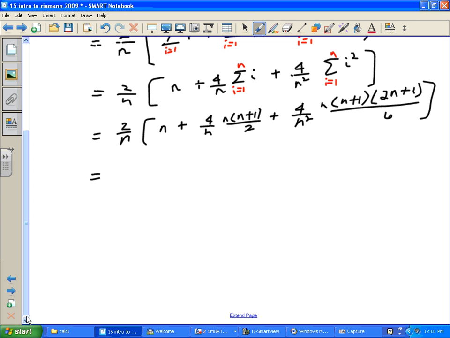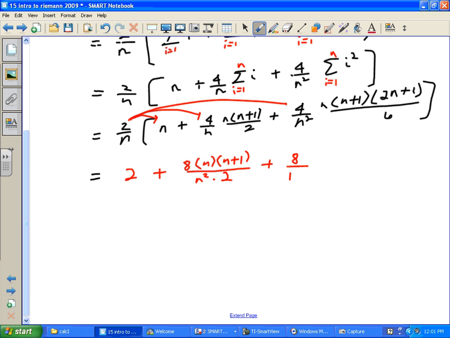Okay, now distributing the 2 over n to the first term, we get a 2. To the second term, okay, on the top 2 times 4 is 8 times (n plus 1) on the top. On the bottom, n squared times 2. Distribute with the last term. So on the top we'll have 8 over n cubed plus the remaining stuff there, which was n times (n plus 1) times (2n plus 1) all over 6.